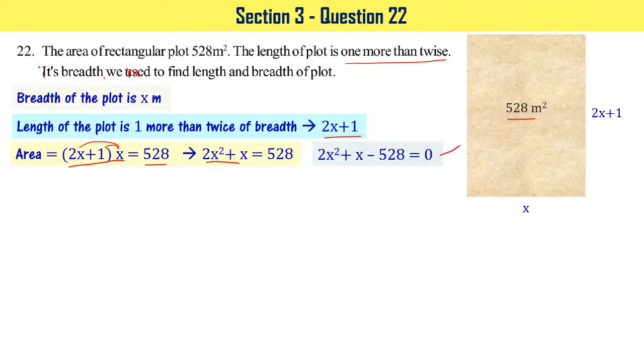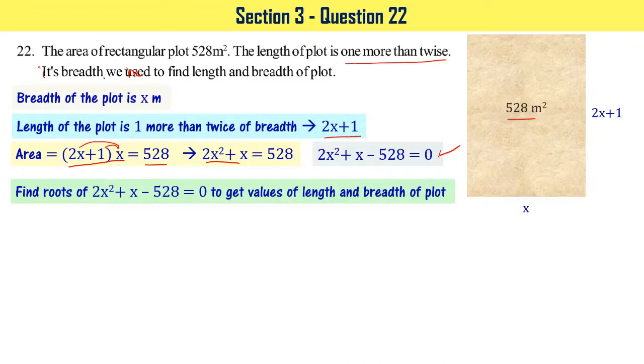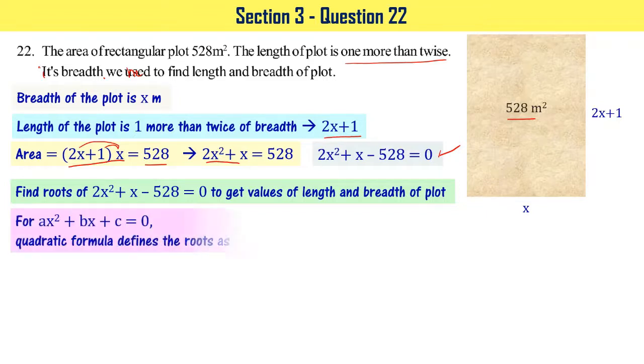This is a quadratic equation, right? What we have to do now is solve this equation to get the value of x, so that you know the breadth of the plot and then you can compute the length of the plot, right? We have to find roots of 2x square plus x minus 528 equal to 0. For that, I am going to use the quadratic formula. For ax square plus bx plus c equal to 0, the quadratic formula defines the roots as x equal to minus b plus or minus square root of b square minus 4ac divided by 2a, right?